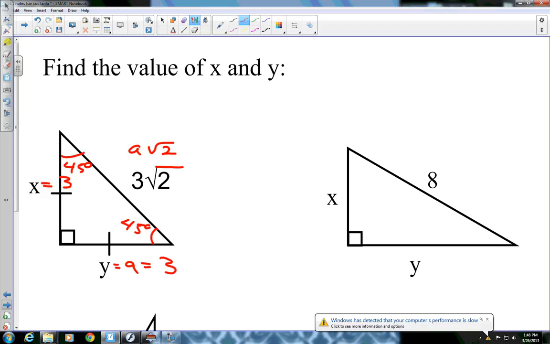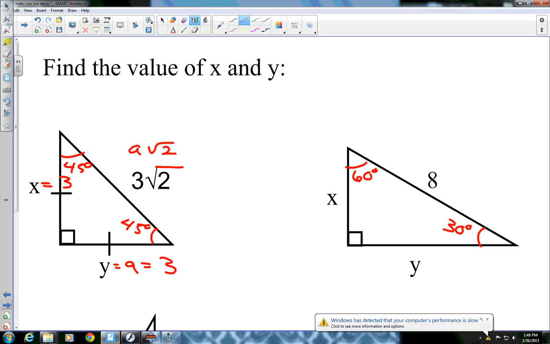Then this other one: you have a triangle. The hypotenuse is length 8. This angle right here is 60 degrees. What's the other angle? 30 degrees. So now, is X or Y going to be the short leg? X is the short leg because it's opposite 30 degrees.